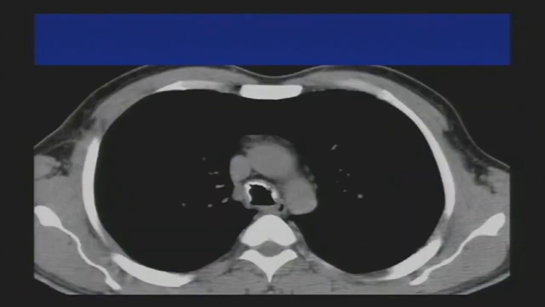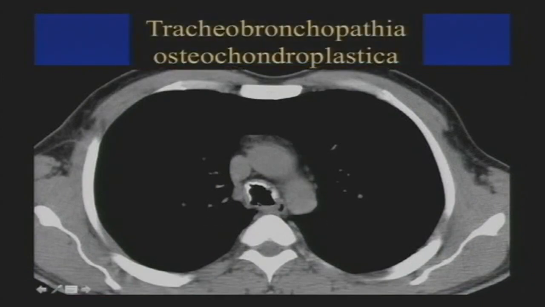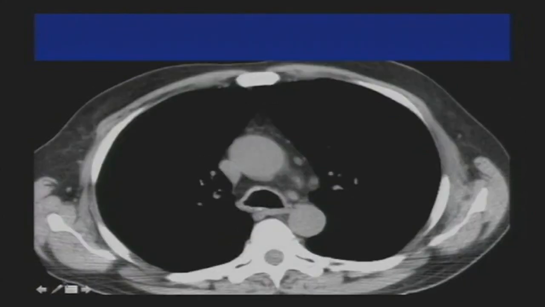Notice there's not really any thickening back here, but the thickening is not only thick, it's very nodular and very dense, i.e. calcified. And this is a case of tracheobronchopathia osteochondroplastica. I like to say it as many times as possible because it took so long to actually learn how to say it.